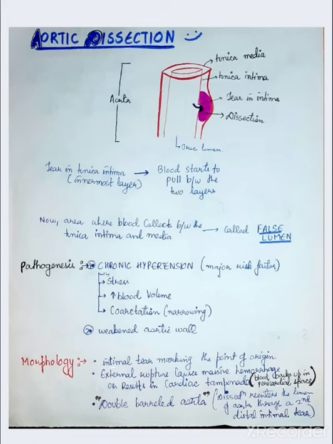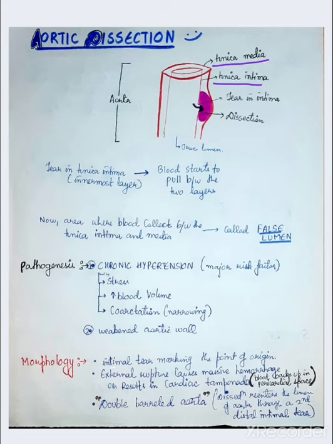Hey everyone, now let's start the aortic dissection. So, firstly, we know the vessels are lined by three layers: tunica intima, which is the innermost layer, tunica media, the middle layer, and tunica adventitia. Here we are showing only tunica intima and tunica media. So, this is tunica intima, and this layer is tunica media.